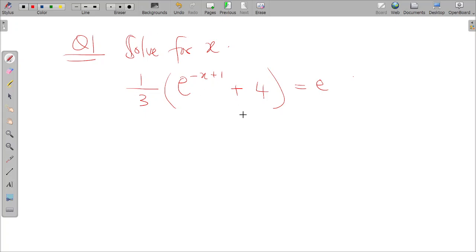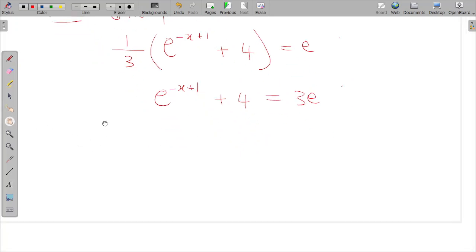All right, in order to solve for this, you can see that this is an exponential function. So we need this exponential function to be on its own. In order to do so, we take away every other thing to the other side. Okay, so you multiply both sides by 3, then you get this. That is the first thing to do.